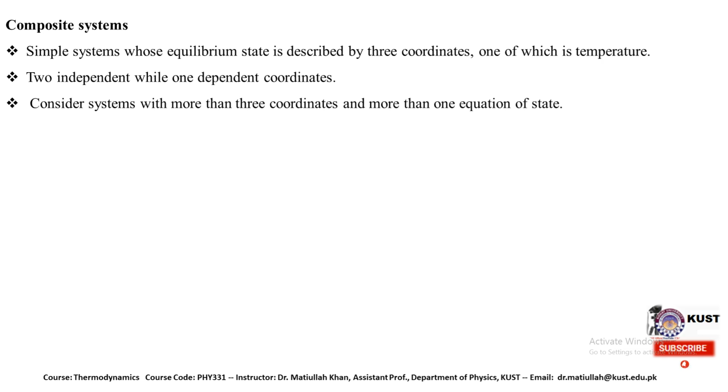So what happens, we need to consider a system that has more than three coordinates and more than one equation of state. In a simple system, when the system was described by three coordinates, the equilibrium configuration was described by a single equation of state. So if we have more variables, I mean more than three coordinates, what happens, we may have more than one equation of state.